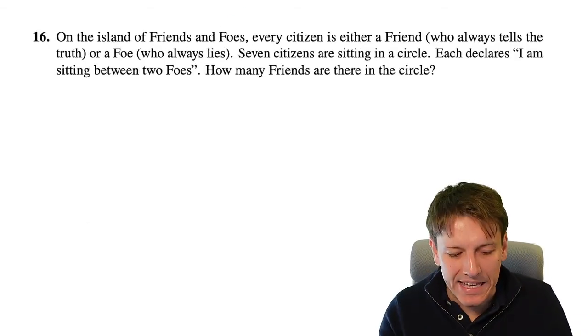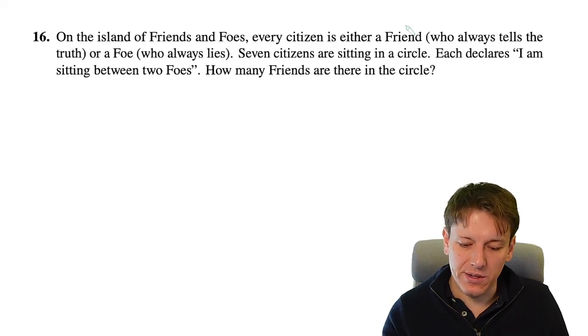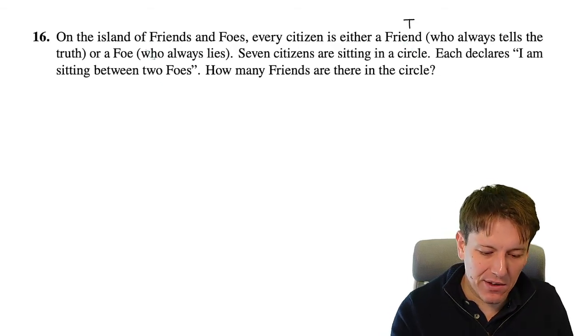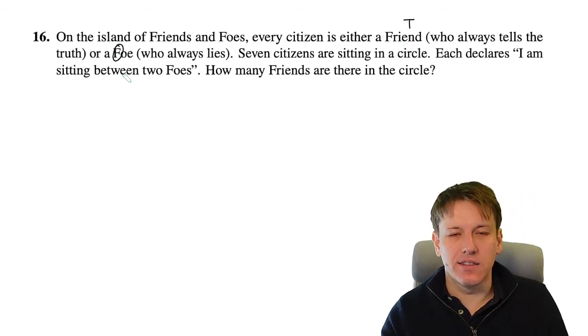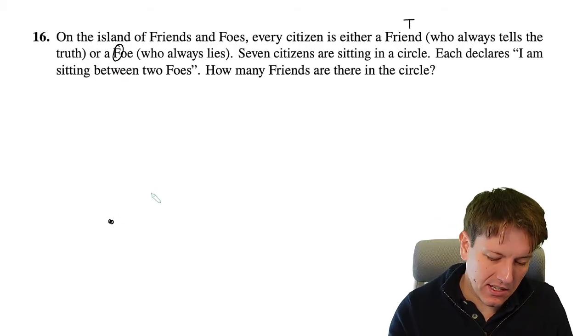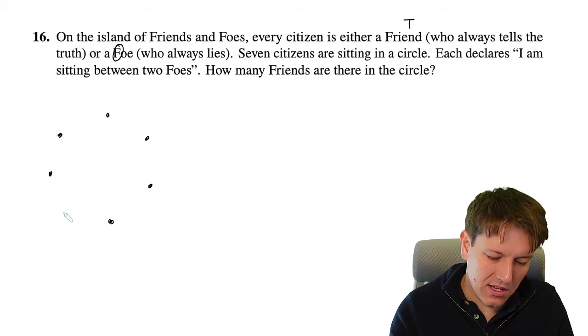Got a bit of a logic puzzle here then. On the island of friends and foes, the citizens are all either friends or foes. Now the friends always tell the truth, so I'm just going to represent them by T's when I write them down, and the foes with F's, because then we have different letters, so we're not just F and F. I've got 7 citizens sitting in a circle, so let's just represent those by dots here.